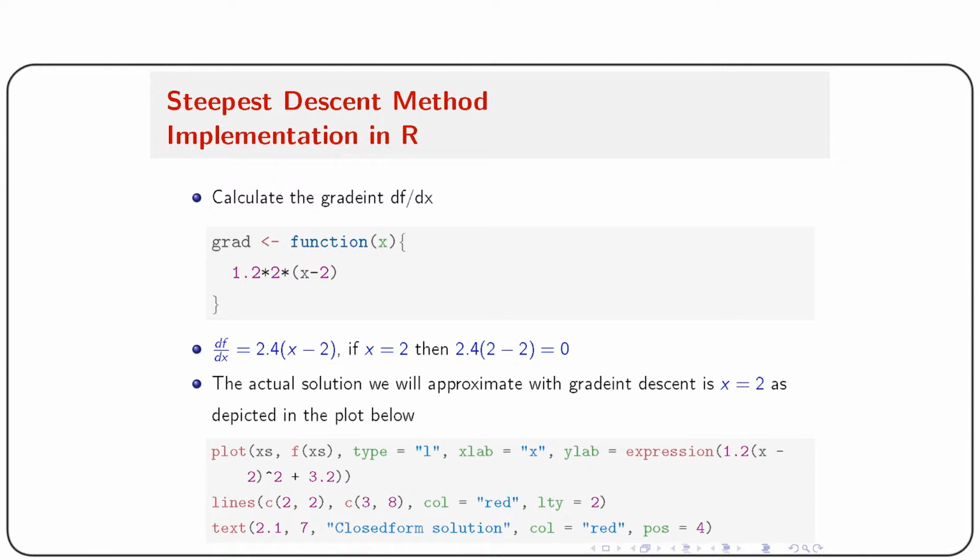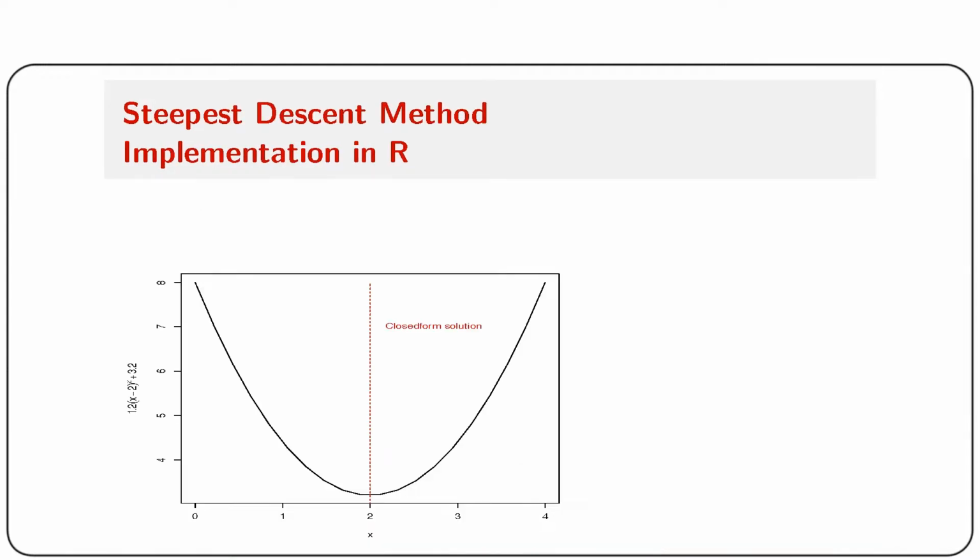If x equals 2, then easily we can see that there is a solution x = 2, because 2.4 * (2 - 2) equals 0. The actual solution we will approximate with the gradient descent method is x = 2, as depicted in the plot below. So on the earlier plot, we can draw the following line at x = 2, where the solution is. The vertical dotted red line indicates the solution of the function.